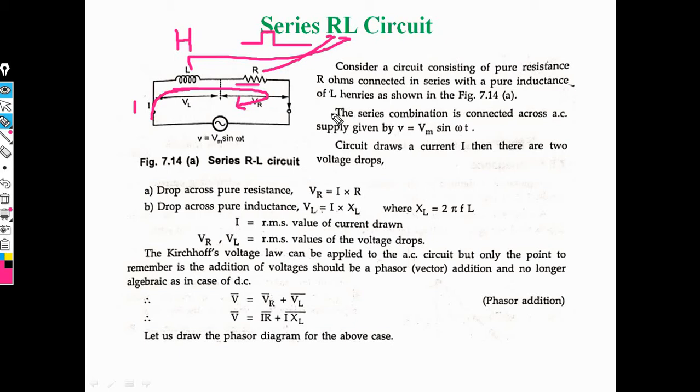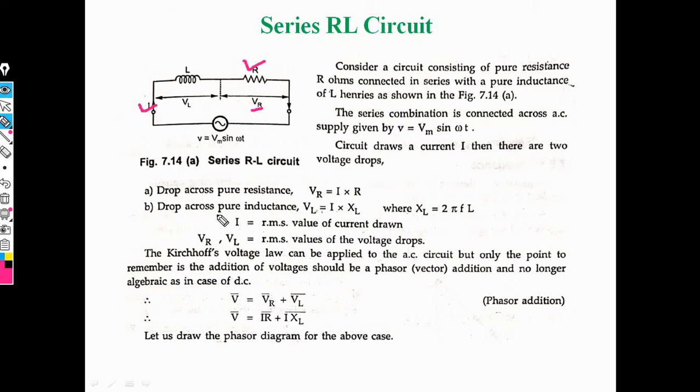Now we have to calculate the voltage drop. The first point is the voltage drop across the pure resistor, that is VR. According to Ohm's law, V is equal to I into R. This is the Ohm's law statement. So VR is equal to I into R, where I is the current and R is the resistance.